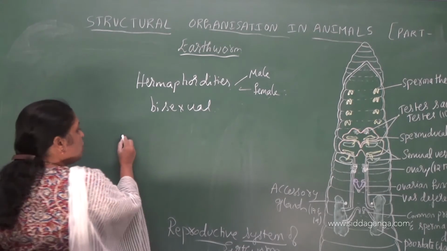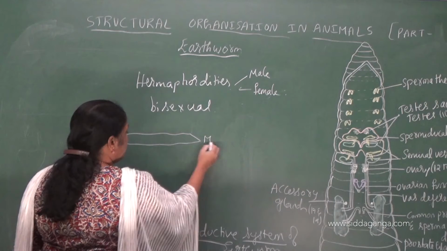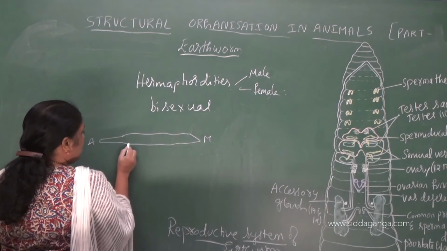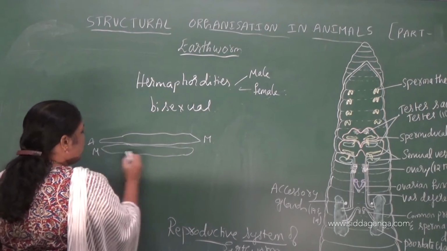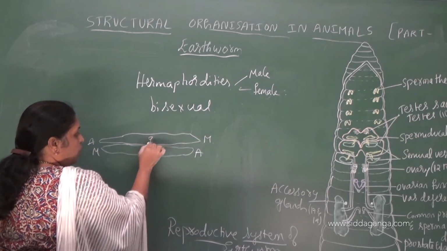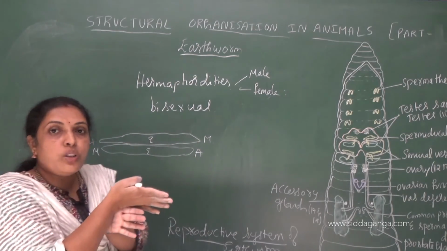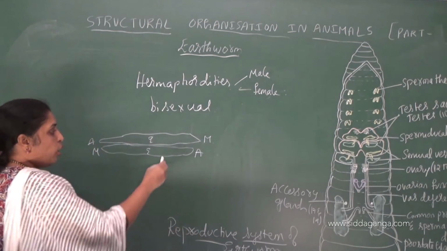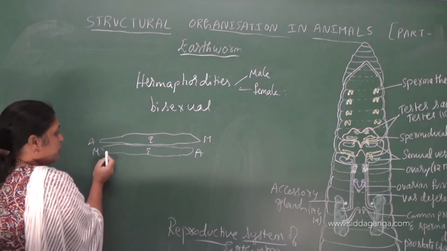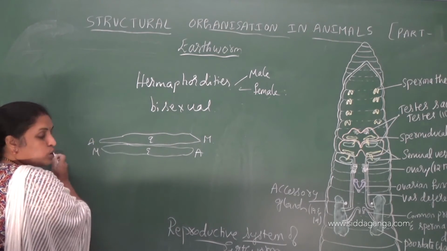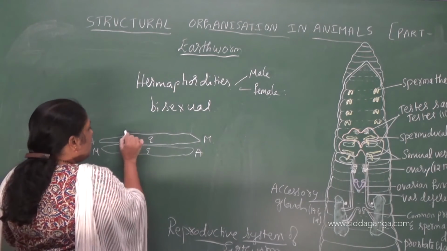So for the sexual act to occur, this is one earthworm, this is the mouth, and this is the anus. So 2 organisms we need, and they should mate in opposite direction. This is one earthworm, this is another earthworm. That means if one earthworm has its mouth on this side, the other earthworm should have its mouth facing the opposite side. Understood?